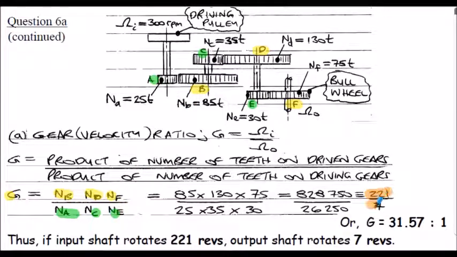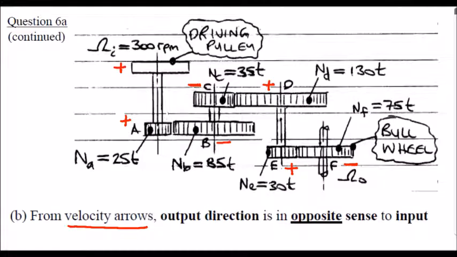Remain with 221 upon 7. So input shaft rotates 221 revs for the output shaft rotating 7 revs. Well, there's my diagram, I've lost the arrow. So if I say my input gear is going in a positive sense, shown on my diagram there, so positive for the pulley, positive for gear A. Gear A is positive, so it goes negative for B, negative for C on the same shaft, goes positive for D, positive for E on the same shaft, and then negative for F. So opposite sense to the input.